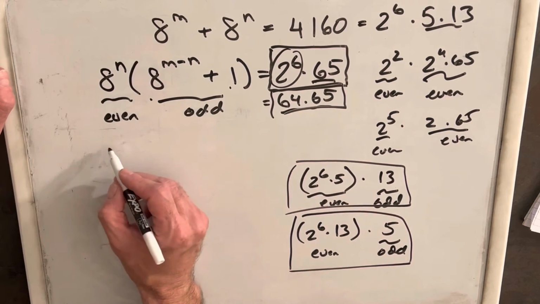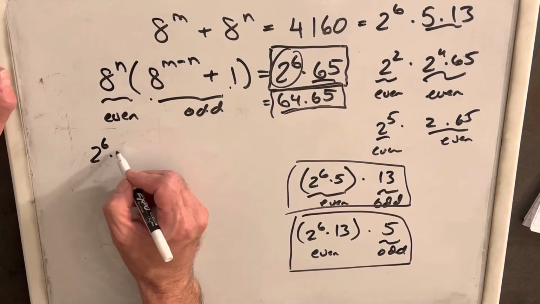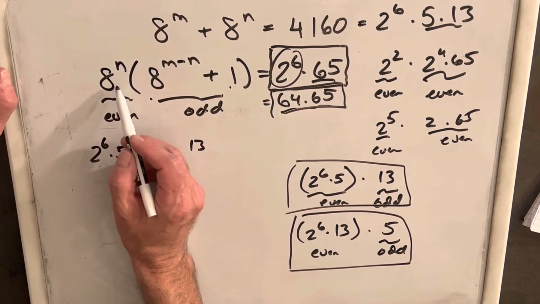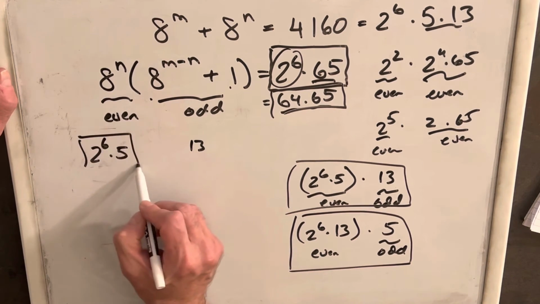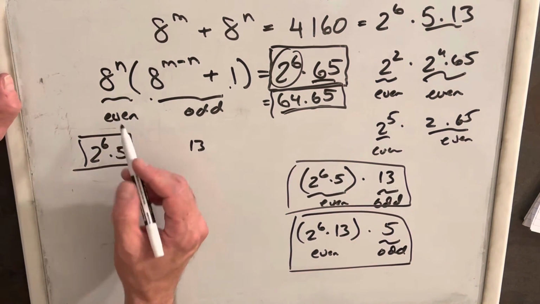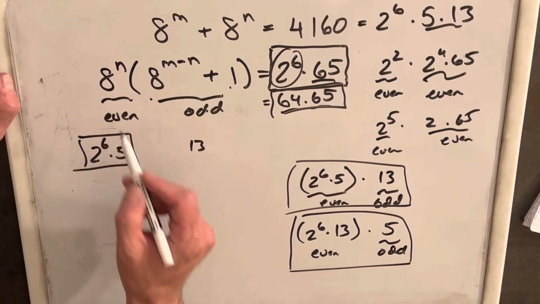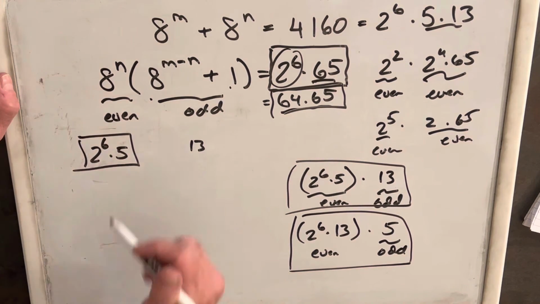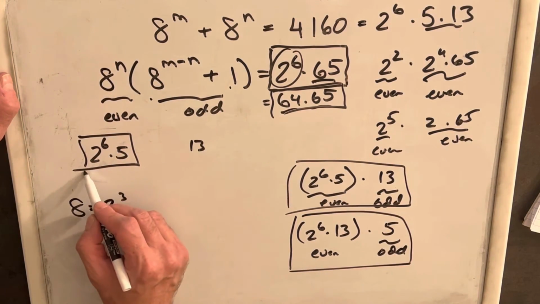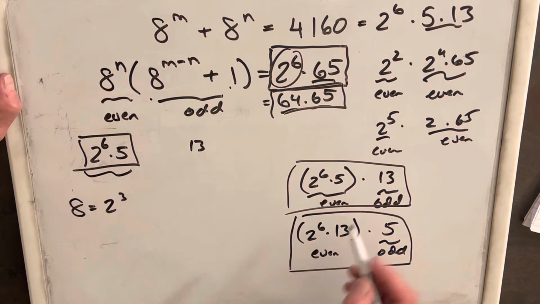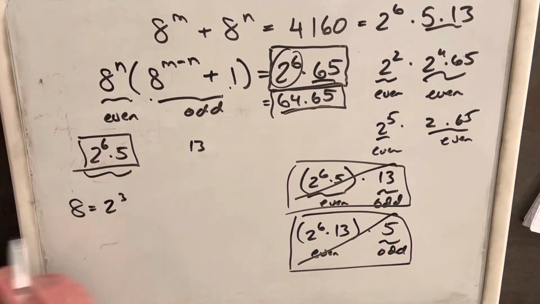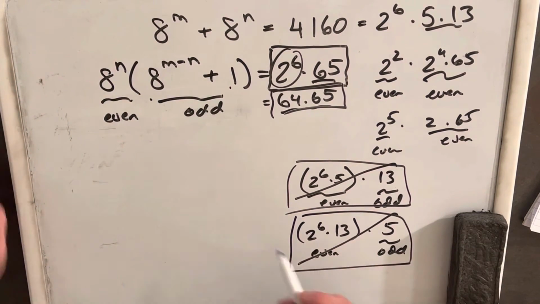So if we had over here 2 to the 6 times 5, and this is 13, we also need this number here not just to be even, but also to be a power of 8. And if it's a power of 8, that means it only contains 8s. And really 8 is 2 cubed. So this number can only have 2's. And so that'll eliminate this possibility and this possibility, because we want only 2's in this even number. So then we're left with this last case.